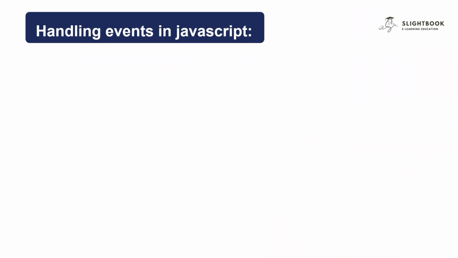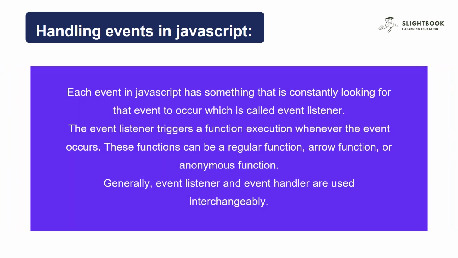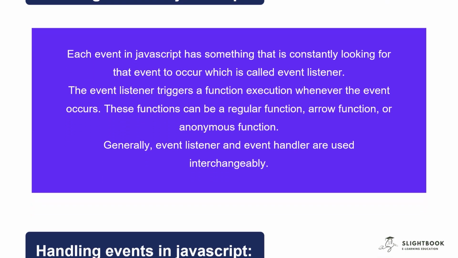Handling events in JavaScript. Each event in JavaScript has something that is constantly looking for that event to occur, which is called an event listener. The event listener triggers a function execution whenever the event occurs. These functions can be a regular function, arrow function, or anonymous function. Generally, event listener and event handler are used interchangeably.